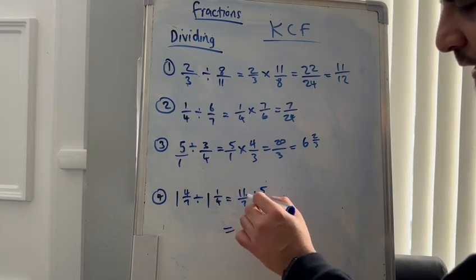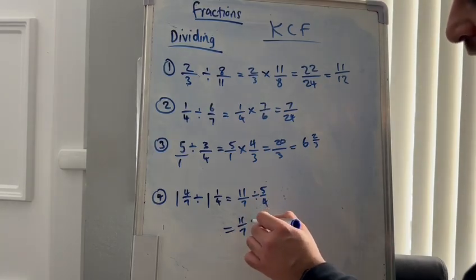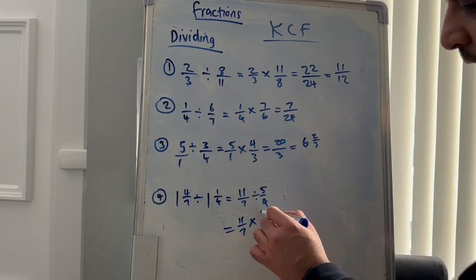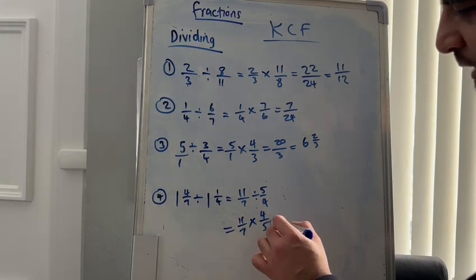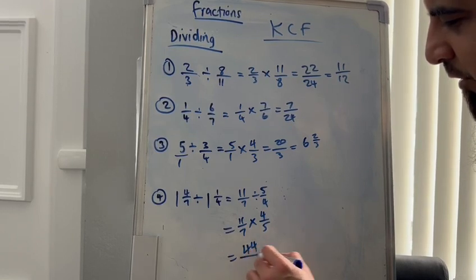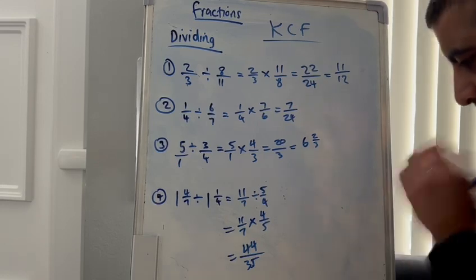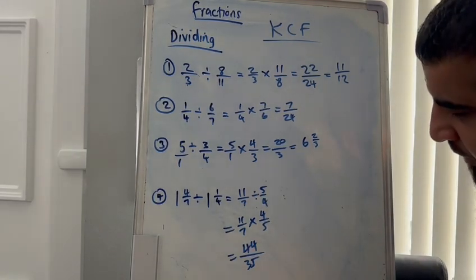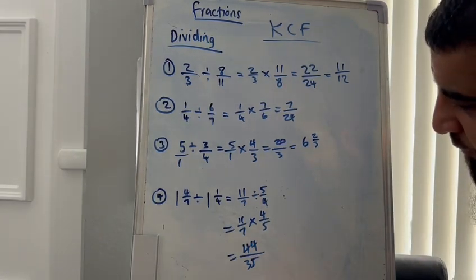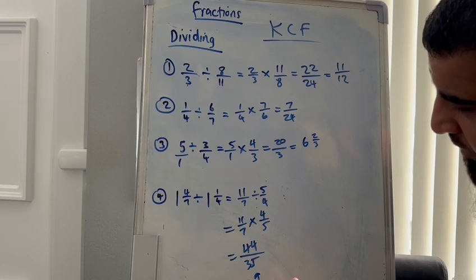And then if I go underneath, I keep that as it is, so 11/7 can stay the same. I change the division into times, and I can flip the second fraction over. 11 times 4 is 44, and 7 times 5 is 35. And I can simplify that more if I want to into a mixed number. 35 goes into 44 once, and then you've got 9 remaining out of 35, and I can't simplify that anymore.